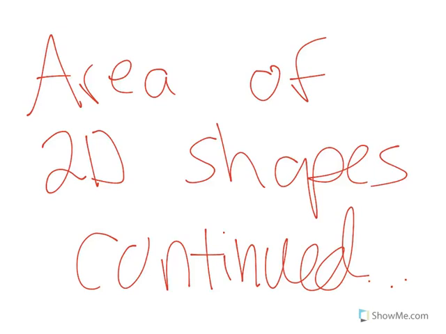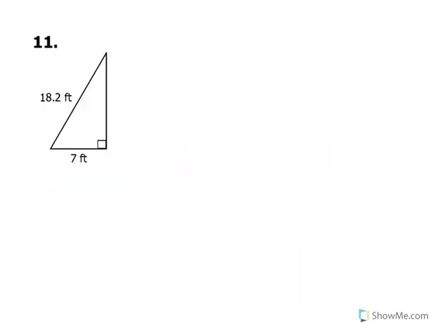Okay, so we're going to continue with the area of 2D shapes here. These problems are just a little more multi-step than the ones that we did last time. So I'm going to start with number 11. So here you're looking for the area of a triangle.